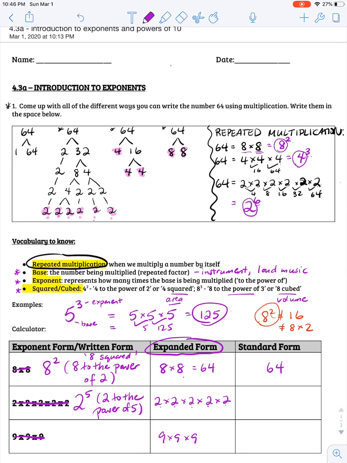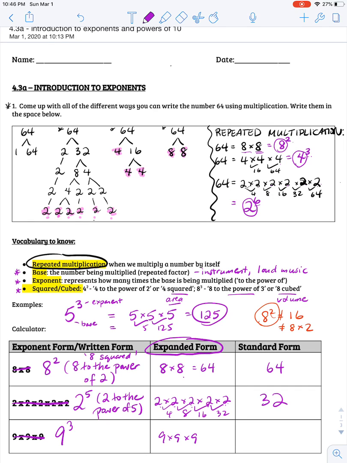Now, to calculate the standard form, we know that 2 times 2 is 4, times 2 is 8, times 2 is 16, times 2 is 32. So the standard form is 32. Last example here, we know that the number being multiplied is 9, so that represents our base. The number of times it's being multiplied by is 3.